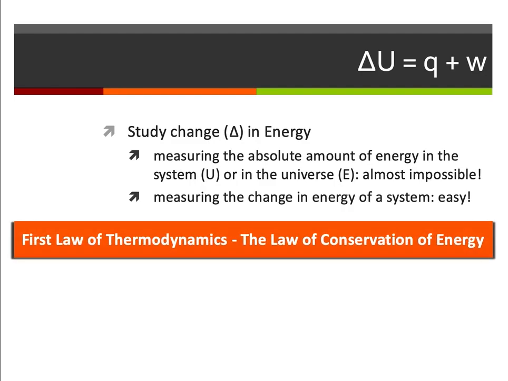The law of conservation of energy tells us that the total amount of energy in the universe is constant. Energy cannot be created nor destroyed, only transferred from one form to another. This is also known as the first law of thermodynamics. So when the energy of a system increases, it means the energy is lost from the surroundings. So the total amount of energy in the universe stays the same. Energy gained by the system is the energy lost by the surroundings. Energy lost by the system has to go to the surroundings.